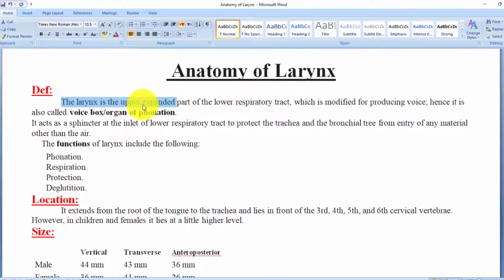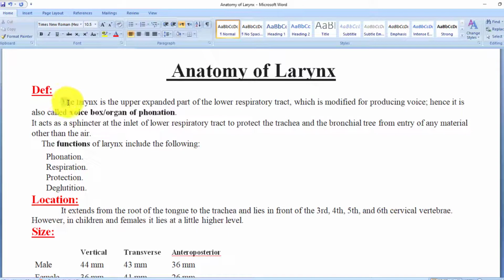The larynx is the upper expanded part of the lower respiratory tract. Our respiratory system is divided into two parts, the upper respiratory tract and the lower respiratory tract. The upper respiratory tract comprises the nose, the nasal cavity, and the pharynx. The lower respiratory tract comprises the larynx, the trachea, the bronchi, bronchioles, the lungs and the alveoli. So we will see them also.